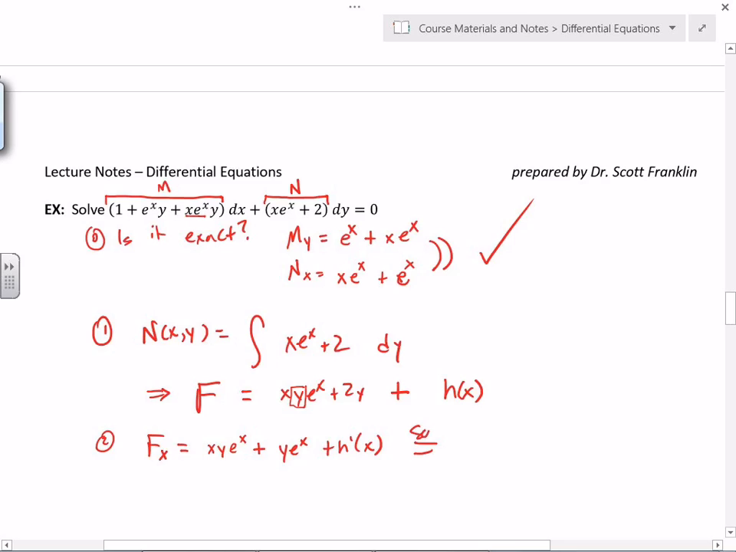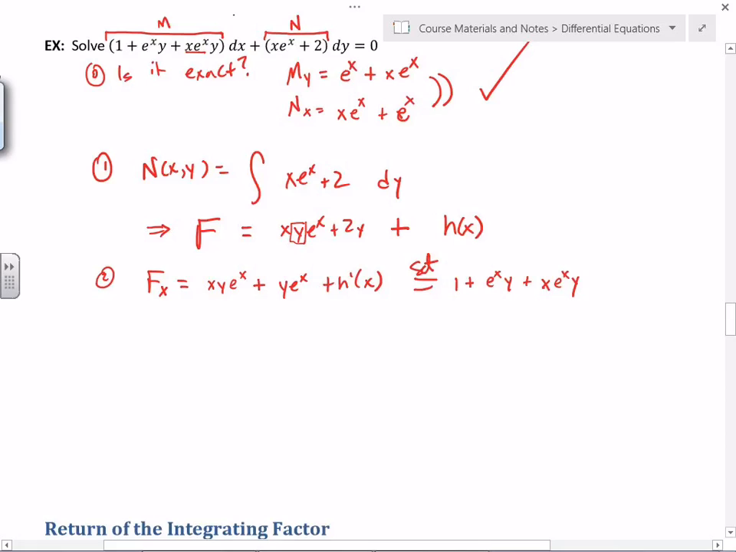Okay, so I'm going to set that equal to m now, 1 plus e to the x times y plus x e to the x y. I'll highlight just so you see where things come from. This right here, I took the partial of that and got this. And here's my m right here. That's what I'm putting right here.